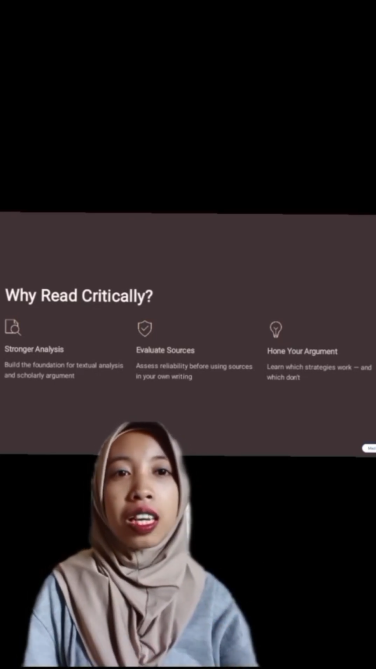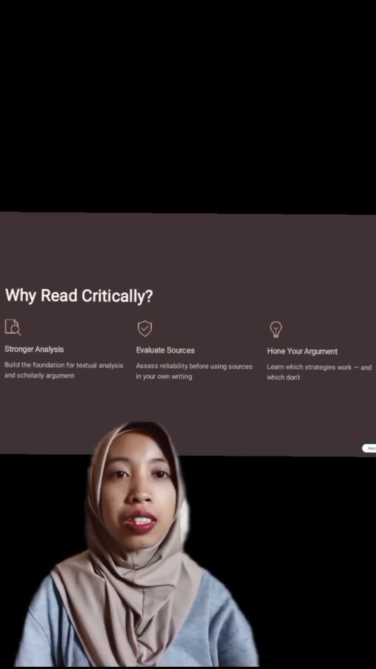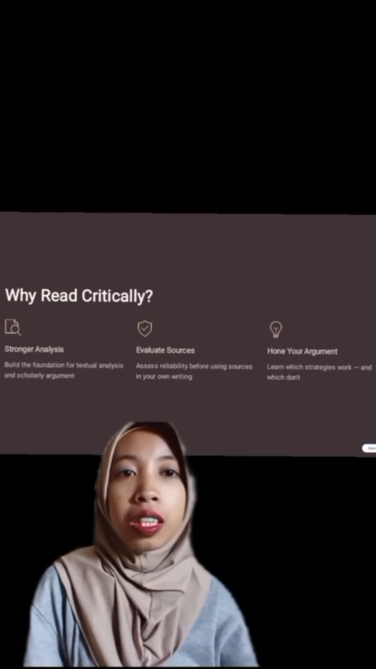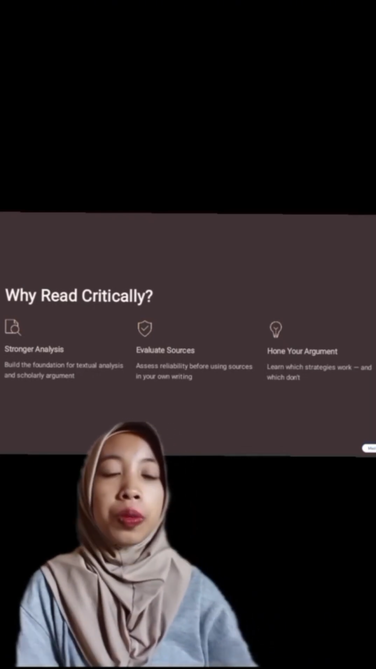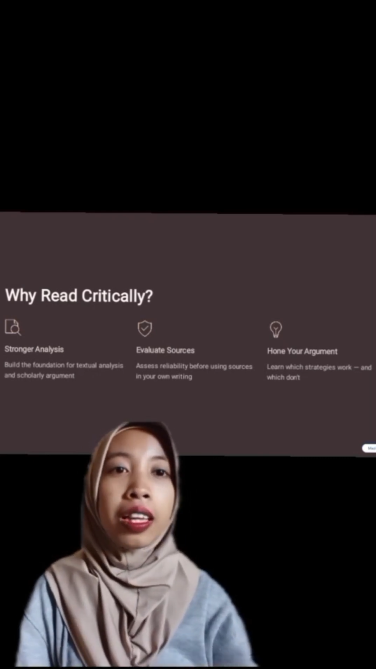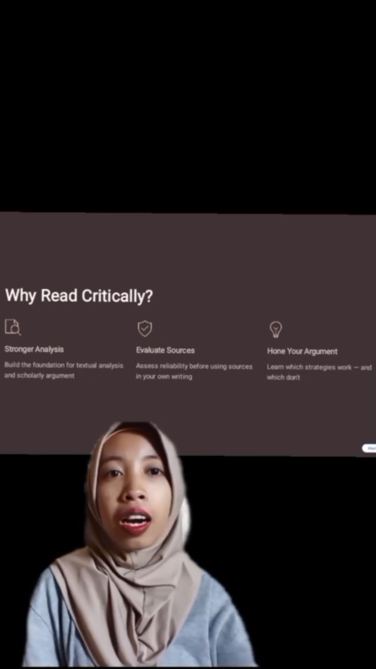The second reason is evaluating sources. Through critical reading, students learn how to assess the reliability and credibility of sources before using them in their own writing or academic work. And the third reason is honing arguments.